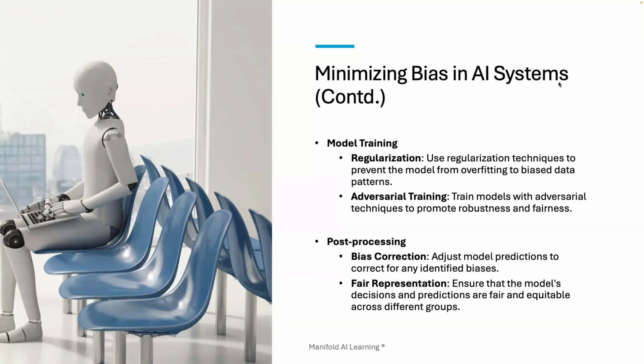Now, once the model has been trained, it's also important that we perform post processing. For example, once we have processed the data, whatever output is generated, if we have any biases, we should correct such identified biases. And if we observe from the model output that the data is underrepresented, we should take action so that we have an equitable and fair representation of the data across different groups. So this is about post processing.